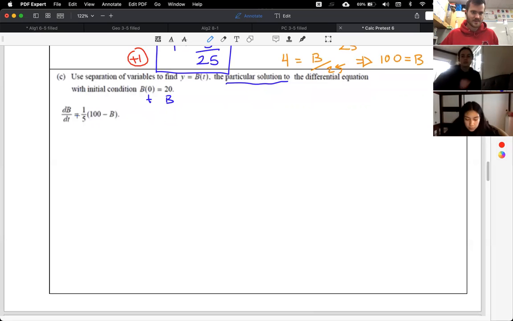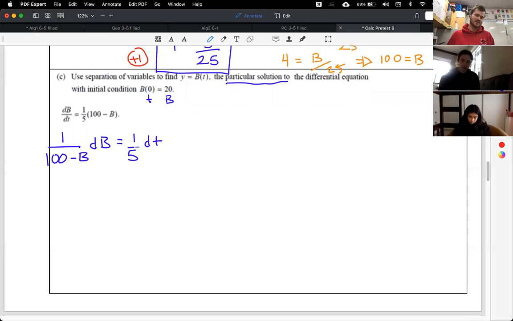All right, so there is our dB/dt. Separate. So I'm gonna cross multiply. I'll leave the 1/5 over there. I'm gonna go ahead and divide by the 100 minus B over here. So it's gonna be 1 divided by that 100 minus capital B, that's gonna be dB. And on the right-hand side, I'm just gonna leave the 1/5 there, 1/5 dt.